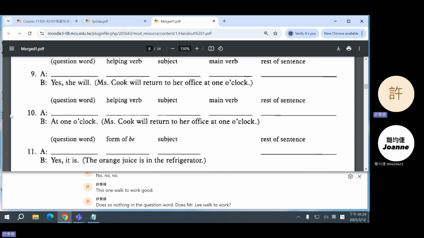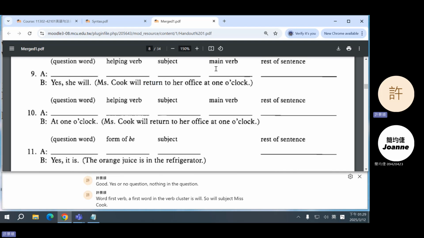Number 9, Huang Xinru. Good. Yes or no question, nothing in the question word. First word in the verb cluster is will. So will, subject Ms. Cook, verb return, and then the rest of the sentence, to her office at 1 o'clock.